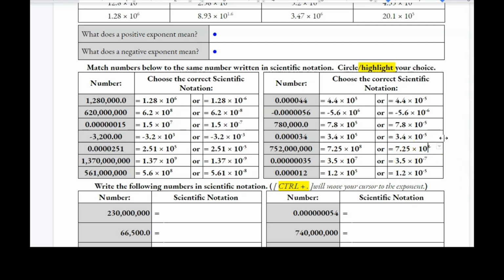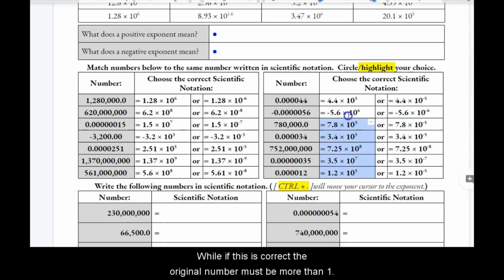And it should be before it. There we go. Yay! If you guys look at all of these, you can tell that if this is correct, then the original number must be less than 1. While if this is correct, the original number must be more than 1. It doesn't matter if the number itself is negative or positive. This doesn't matter. What matters is if the exponent is negative or positive.